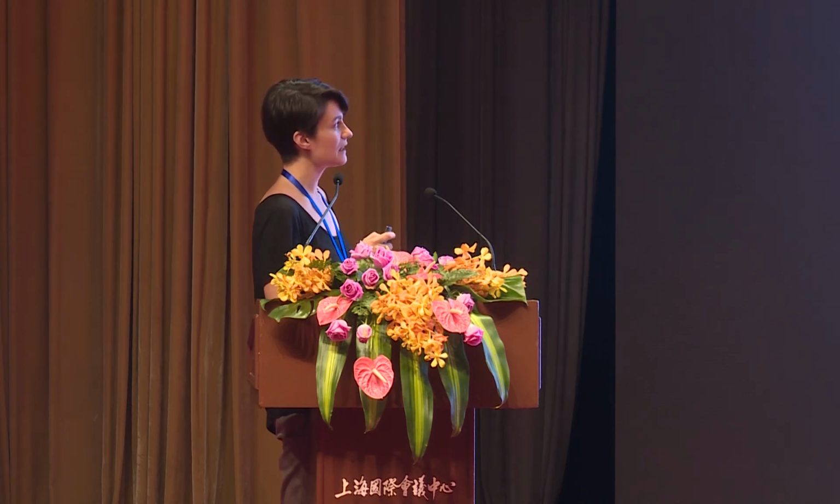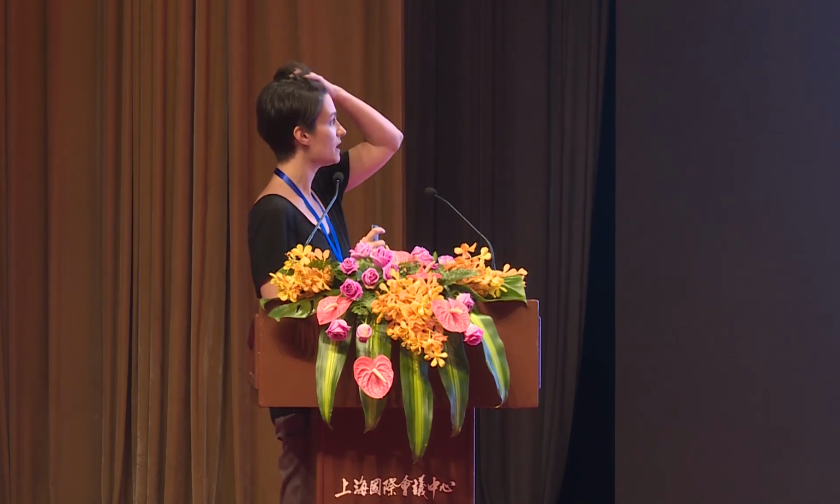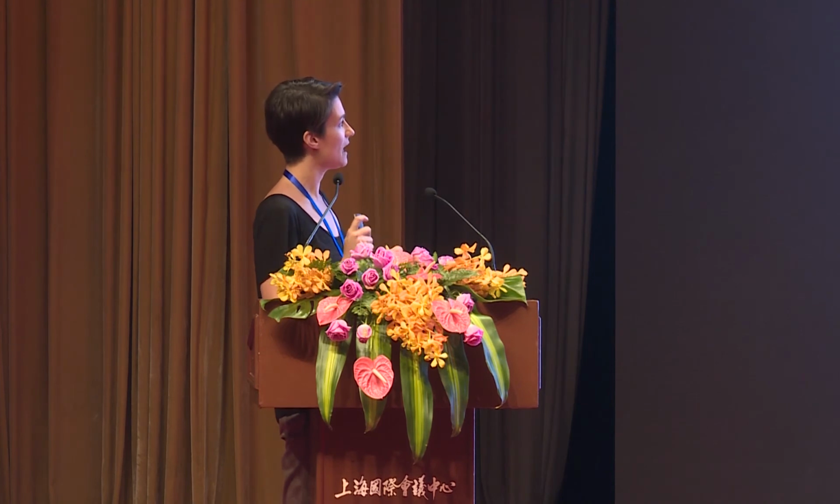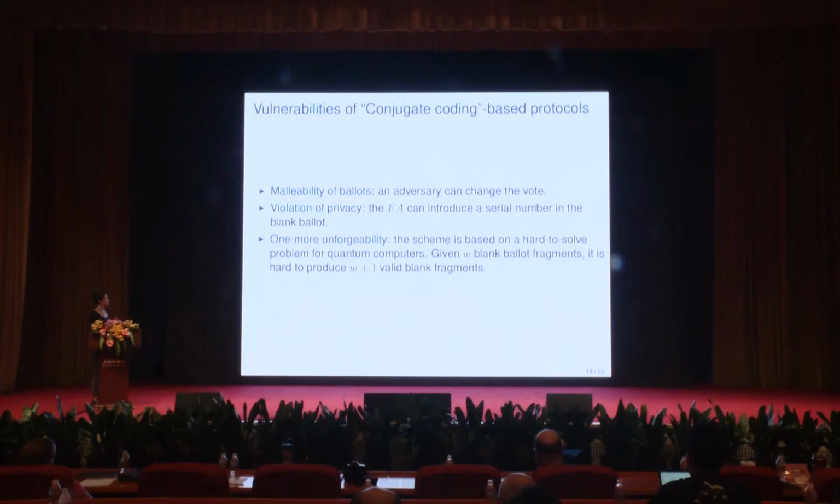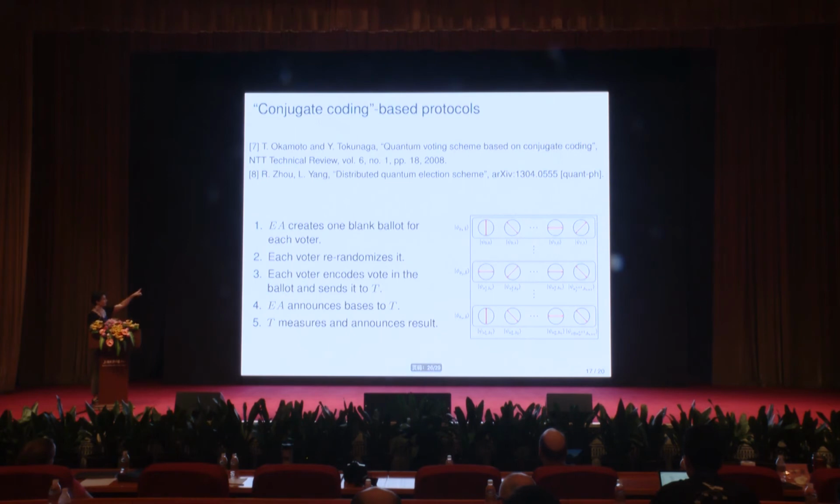And last, this scheme is based on a problem that is supposed to be hard to solve with quantum computers. So this problem is that given W blank ballot fragments, it's hard to produce W plus one. So given this sort of a blank ballot, it's difficult to take it and produce an extra one.